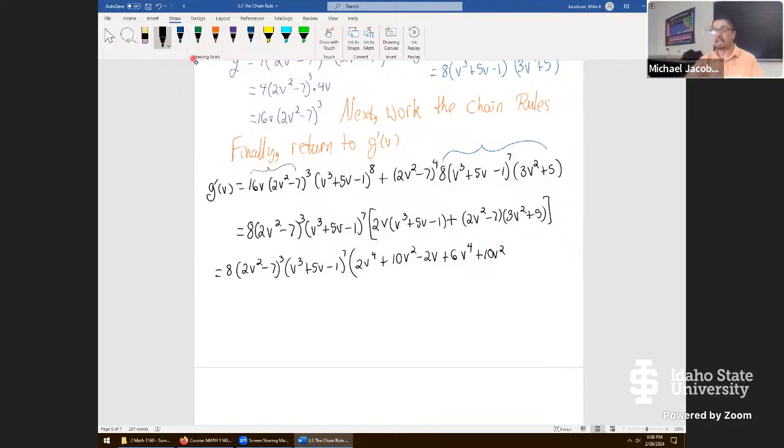Next, let's distribute the negative 7 through. That'll be negative 21v squared. And here to here will be negative 35, provided I did every operation correctly, copied them down correctly. Let me know how they did. Does that look all right to folks?